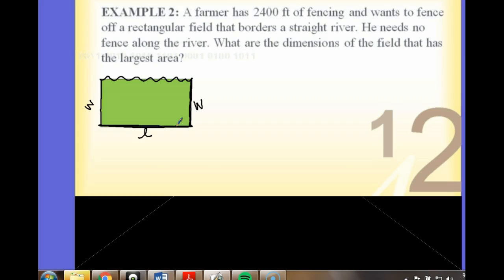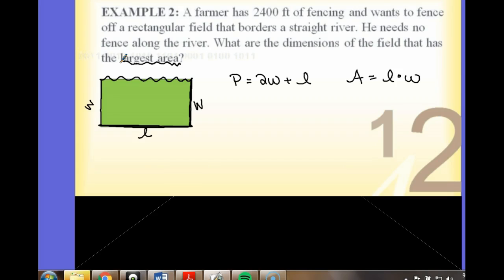So we have two formulas we're going to kind of play into each other: the perimeter of the fencing plus the area of the field. Perimeter is length plus 2W, because we don't have two lengths, since we don't have the river. And area is length times width. So what are we trying to maximize? What is our end goal? We want a large area, right? We're looking for a big field.